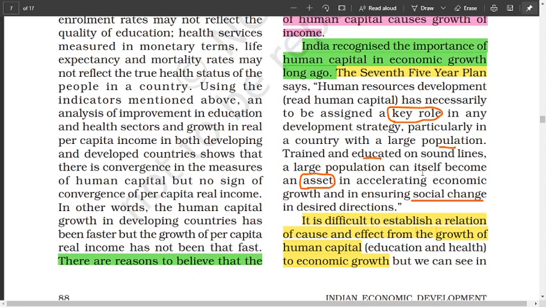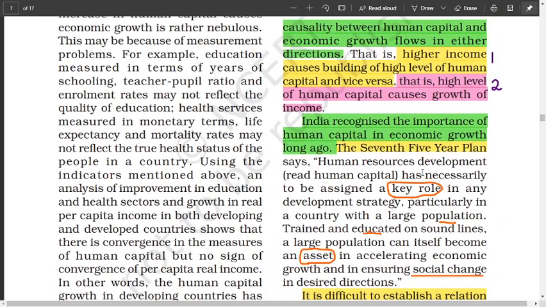Okay, so that's about the first relationship that you can explain between the human capital and economic development. There are reasons to believe that the causality between human capital and economic growth flows in either direction. That means both are complementary, they help each other, they need one another, so to say, because high income because of growth causes building of a high level of human capital. If a country is having development, growing, it helps to bring more human capital, increases the level of human capital, and vice versa, the opposite.